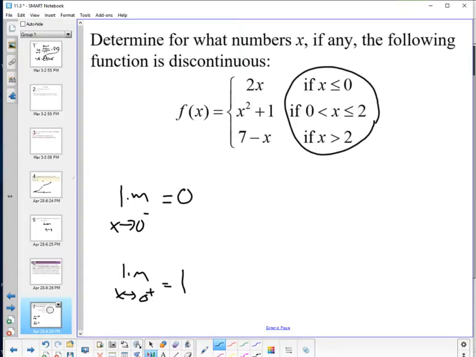Is there discontinuity as we're approaching 2? Well, we can just check, right? No, there's not. Because 2 squared is 4, plus 1 is 5, and 7 minus 2 is 5. So this over here is okay. This one picks up right off where the other one left off. But we do have discontinuity when we're approaching 0.